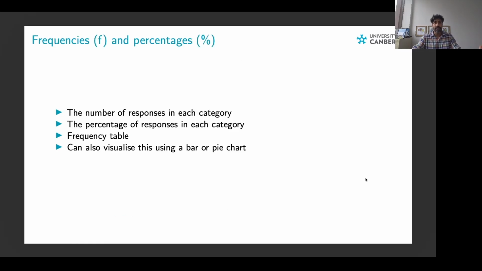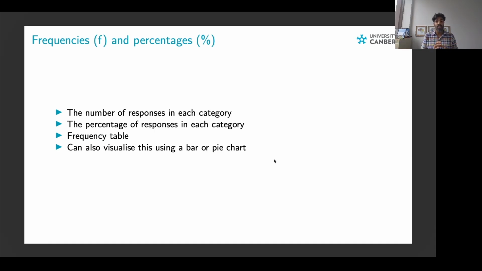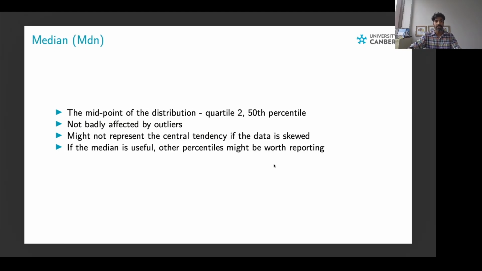So we have frequencies and percentages. This is the number of responses in each category, and the percentage of responses in each category. So the number is the frequency, and the percentage is the proportion of responses you have. And you can use a frequency table to get a sense of how frequently you see one of those numbers. Here it's displayed graphically, but you could use a table to say, well, the number 17 appears 6 times in the data set. You can also visualize it using a bar or a pie chart. So those are ways in which you can visualize frequencies and percentages.